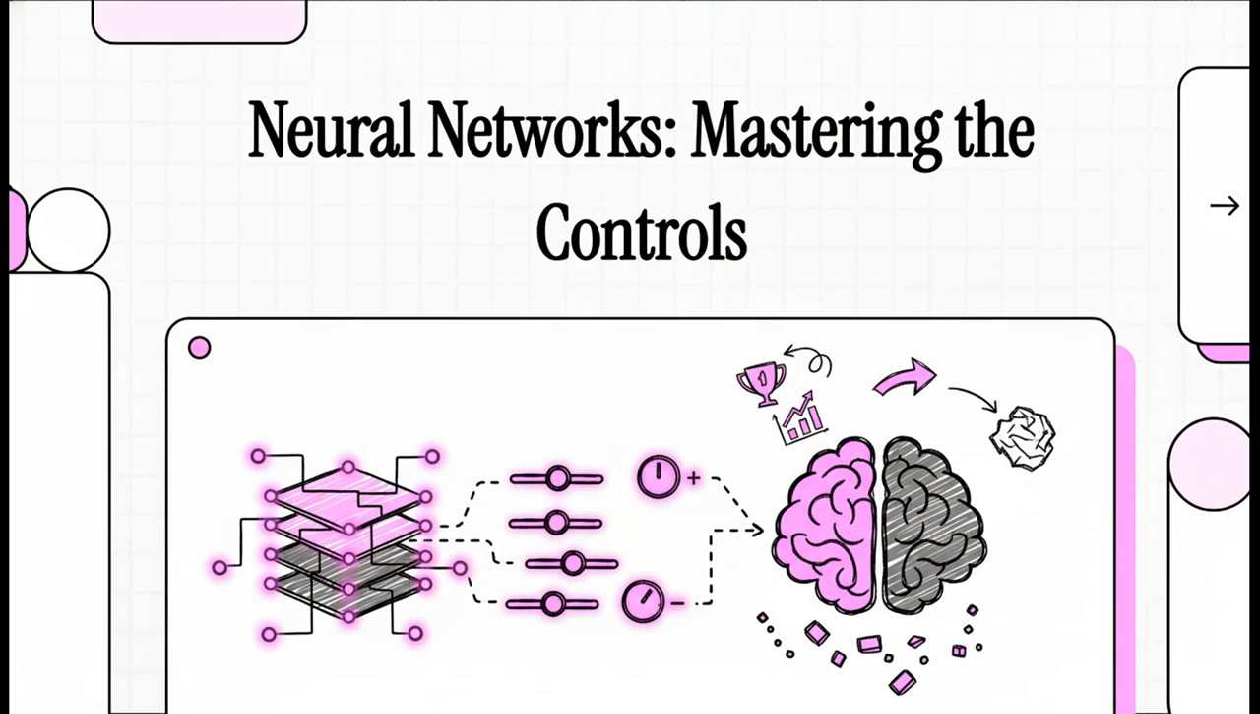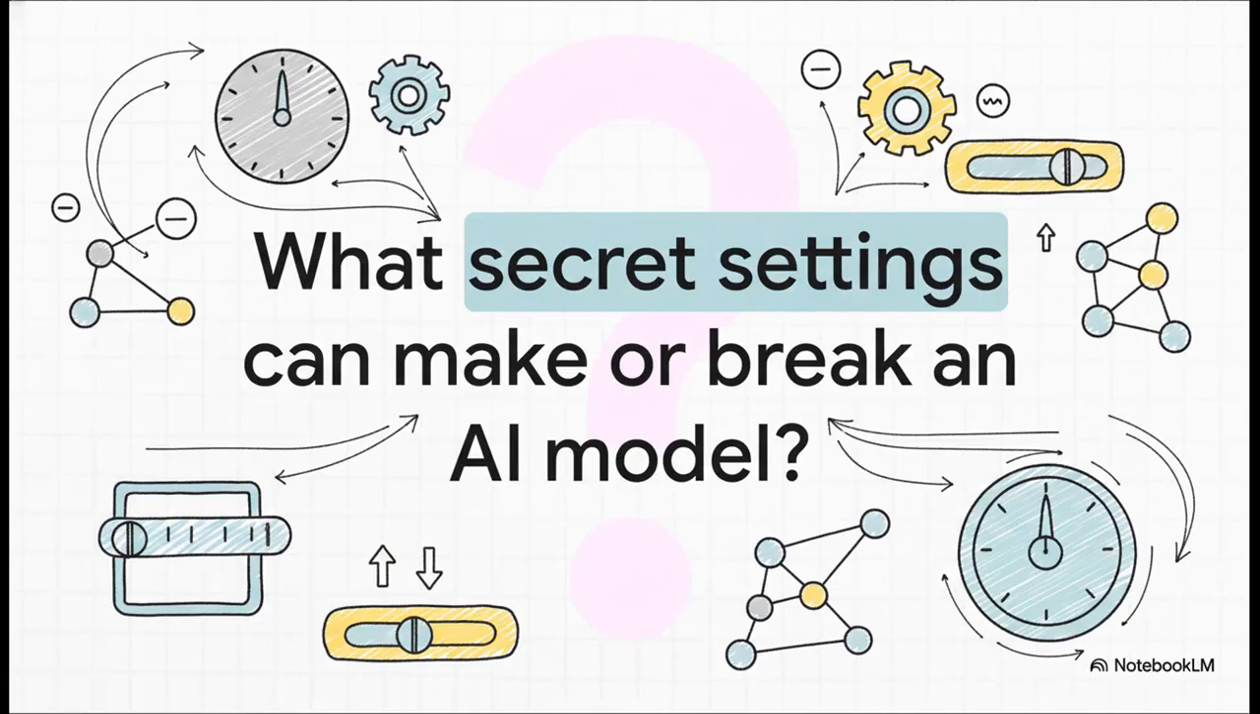What's the real difference between an AI model that changes the world and one that, well, can't even get the basics right? It's not always about having more data or a bigger computer. A lot of the time, it comes down to a handful of settings, these secret controls that can unlock a model's genius or doom it to failure. So what are these secret settings? What are these hidden dials and knobs that engineers are turning to get these incredible results?